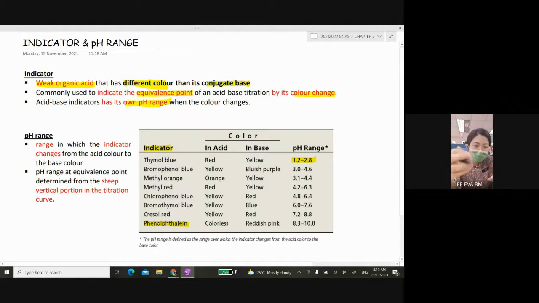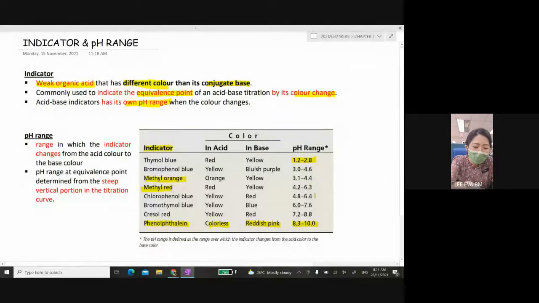Normally when you use HCl and NaOH, we use phenolphthalein. You will see a colorless solution when we add it into the acid. But at the endpoint, you have slightly more base in the solution, so it will change to a pale pink color. The pH range falls within 8.3 to 10. The other common ones we use in the lab are methyl red and methyl orange. Of course, the other indicators on the list you can also use, depending on the range.